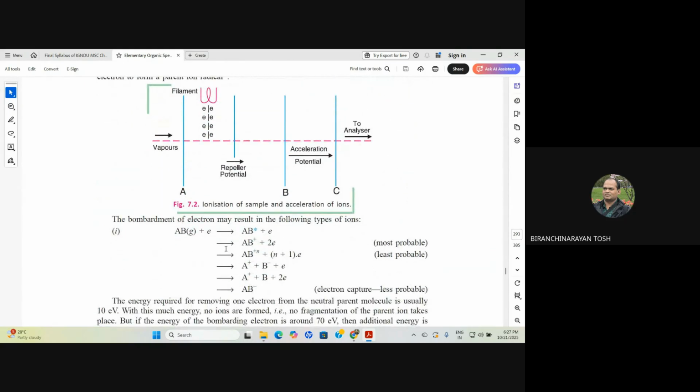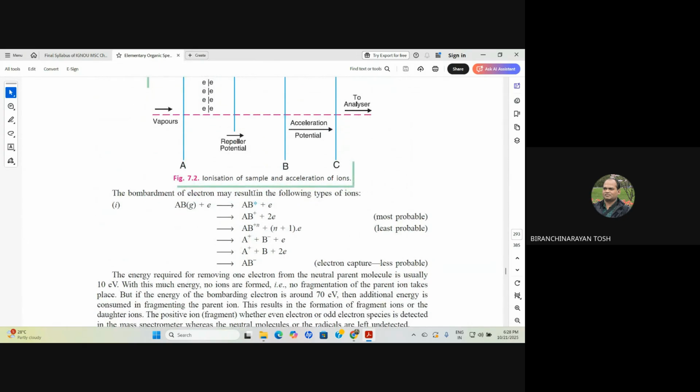So this is the phenomenon, the movement of electrons. Let AB be the molecule. The AB parent ion radical is formed by releasing one electron. When two electrons are released, we get AB 2+.